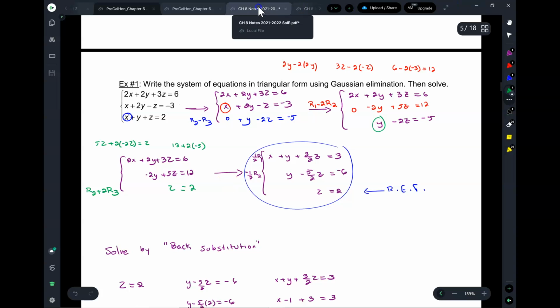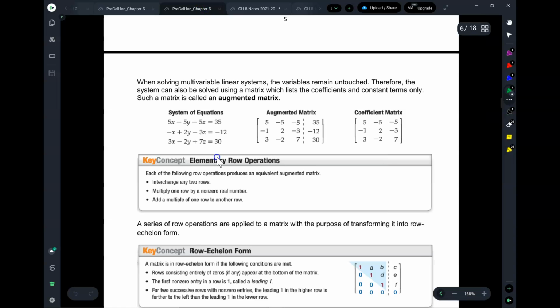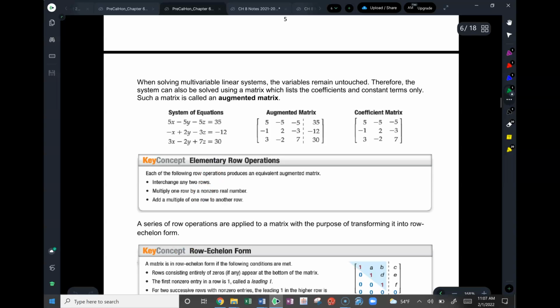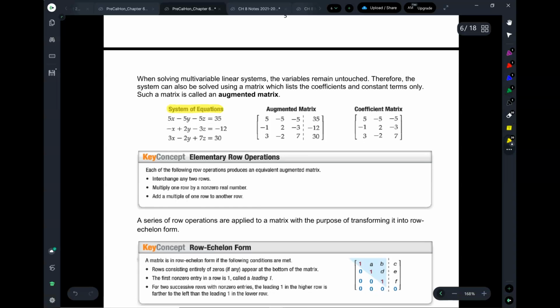So we don't really need the variables. All we need is the coefficients to do this. Well, that's where matrices come in. You can use matrices to solve equations like that, and it allows you to only work with the coefficients without the extra fluff of the variables. So what you have to do is convert the system of equations into what we call an augmented matrix.